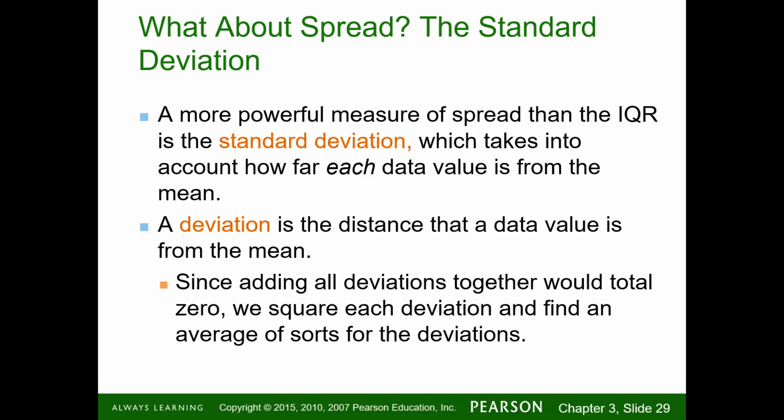And the most powerful spread measurement is standard deviation, which takes into account how far each data value is from the mean. A deviation is a distance that a data value is from the mean. That's what deviation means. It's how far away you are from the normal. And since adding all deviations together would total 0, we square each deviation to find an average of sorts. Because you can be far away to the right or far away to the left, and they're both far away, so that's why we end up squaring in the calculation.